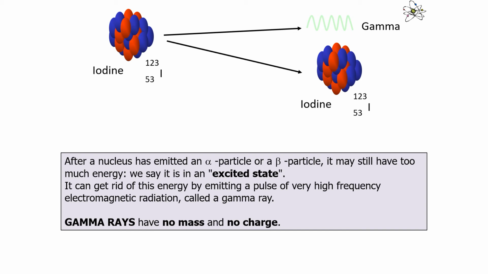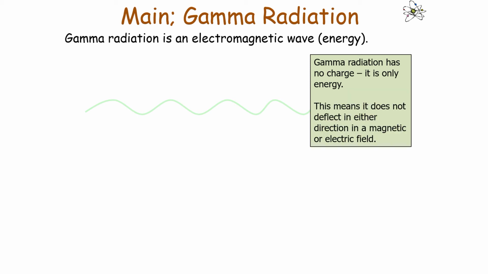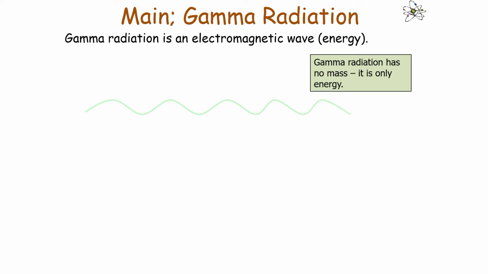Now, the last type of radiation is gamma radiation. So after a nucleus has emitted an alpha or beta particle, it may still have too much energy, so we say it's in an excited state, and we can get rid of this energy by emitting a pulse of very high electromagnetic radiation called a gamma ray, which has no mass or no charge. So gamma radiation is an electromagnetic wave. It is energy. The gamma radiation has no charge, and this therefore means it does not deflect in either direction in a magnetic or electrical field, and it has no mass.